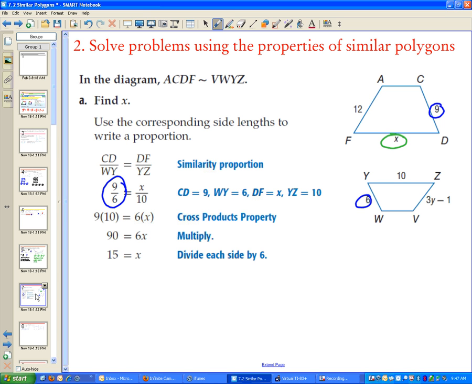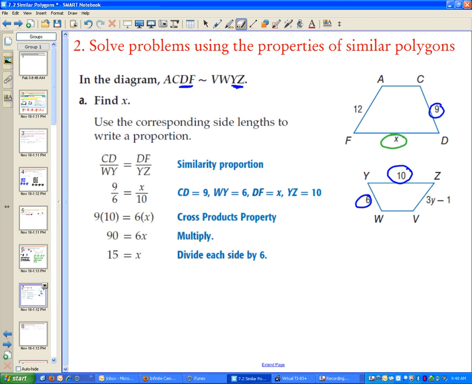Well, look, x is the length of DF, right? So doesn't it correspond to YZ? So x corresponds to 10. And I get that ratio. Since they told us these are similar polygons, we know those ratios have to be equal. And then you do what we did in the last section, cross multiply and solve for x.